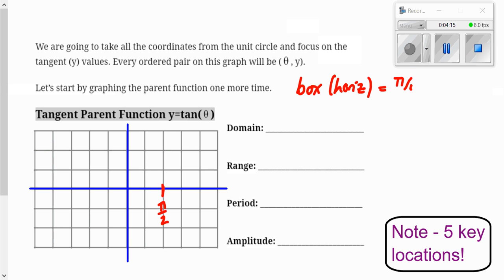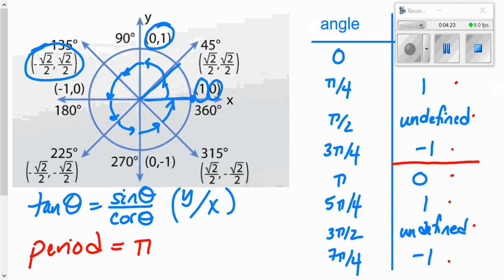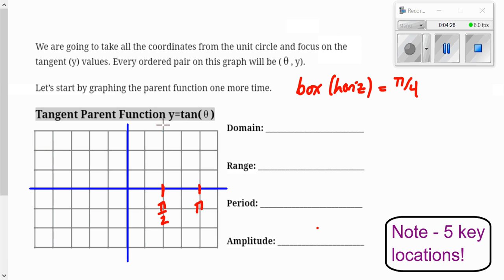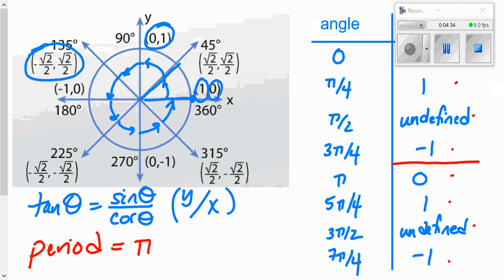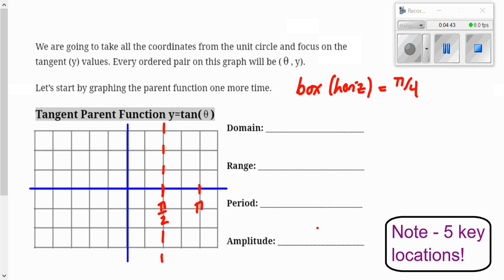So each of those boxes is pi over 4. So that means that pi would be here. And if I take a peek back, that pi over 2 and 3 pi over 2 were asymptotes. Oh, I kind of spilled the beans there, didn't I? I said asymptotes. Okay, so undefined, the way that we're going to show that is by having a break in the graph. The graph is literally undefined. It does not exist at those locations. That's what undefined means, okay?